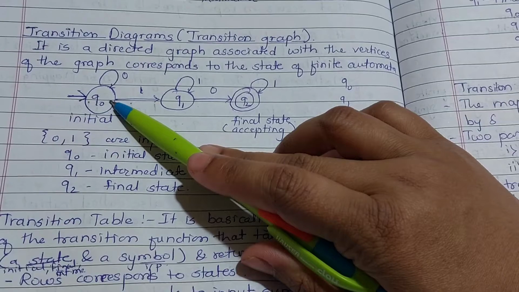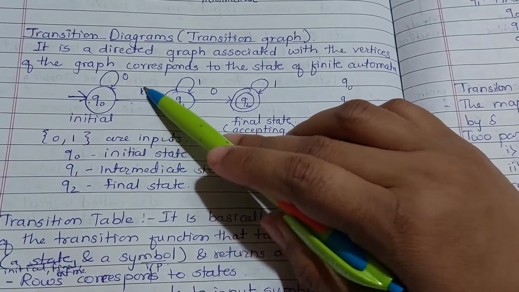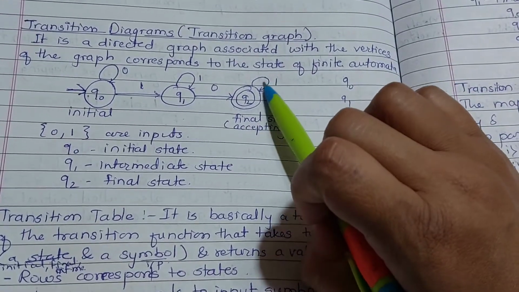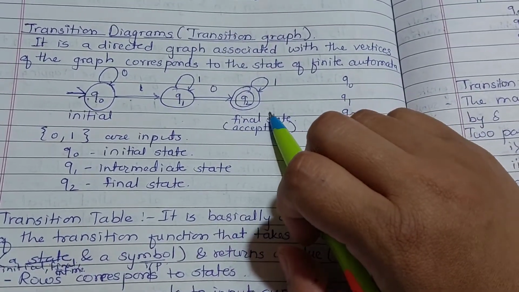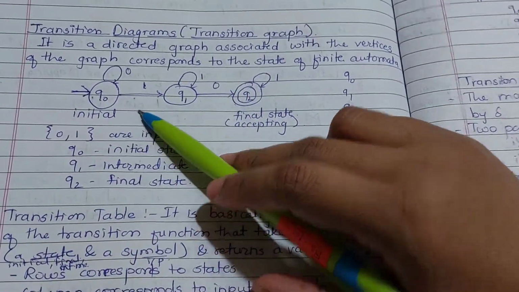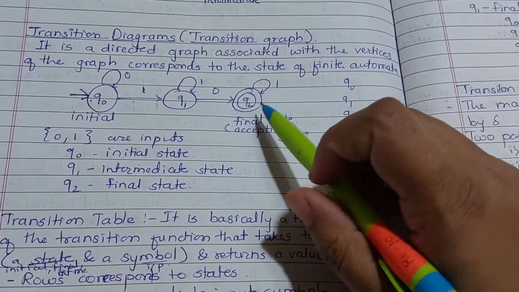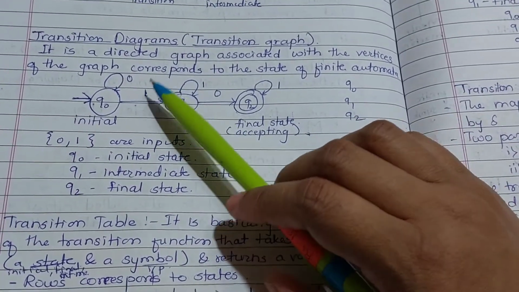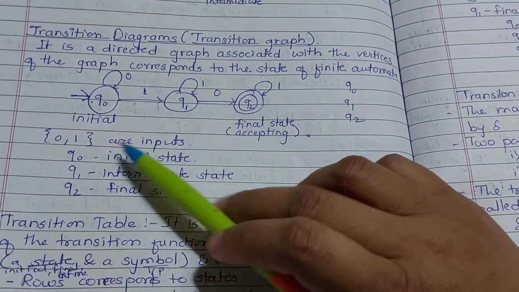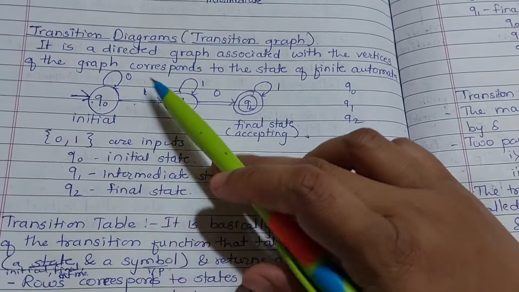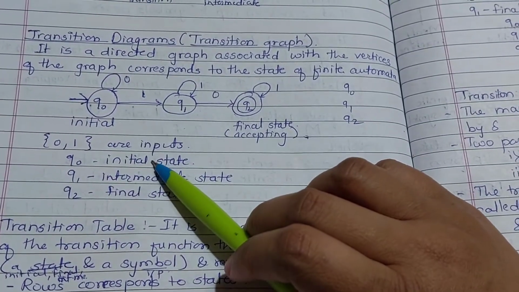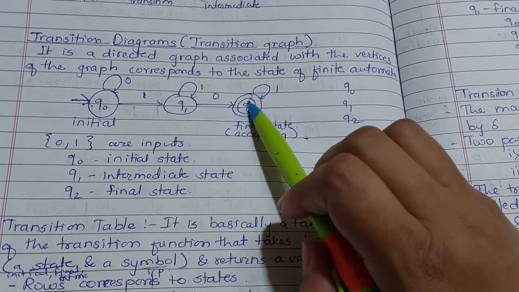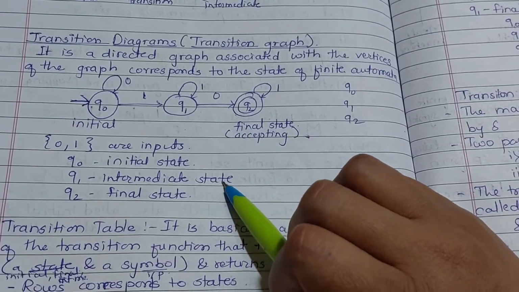Now there is a transition from q0 to q1 on input 1. We can say the 0, 1 that you are seeing here is nothing but input. So this is the initial state and this is the final or acceptance state. Now 0, 1, by observing this diagram, we can see that inputs are 0 and 1. So this is the set of inputs. q0 we can say it's the initial state, q1 we can say it's an intermediate state, and q2 we can say it's a final state.